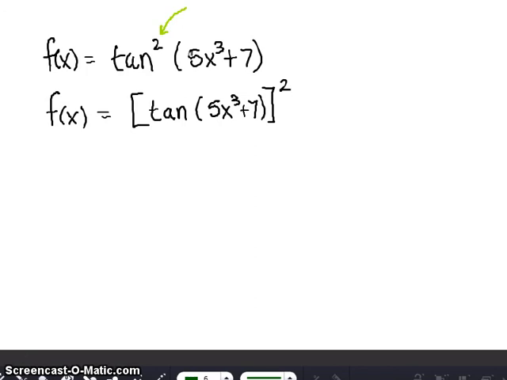And once we get used to this, once we see them enough, we won't have to do it every time. But it's easier now to see that, okay, I have a set of parentheses here. So I have this blue layer that is squared. Then we can make a green layer inside that. The green layer would be the tangent part. And then inside of that, we have a third layer, which would be our 5x cubed plus 7.